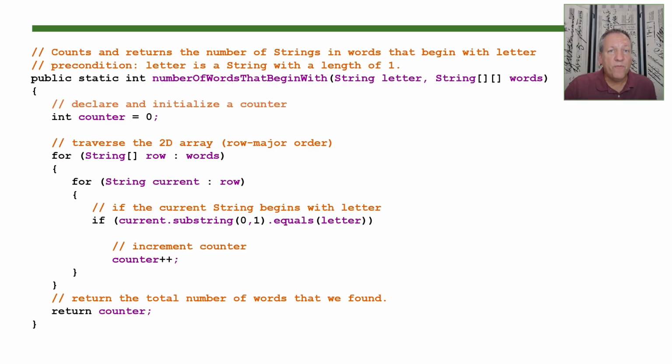Finally, after the loops have been completed, we'll return the total number of words that we found by returning counter. And that's our algorithm that we determined the number of elements in our 2D array that had a particular property. And in this case, that they be the ones that began with a certain letter.